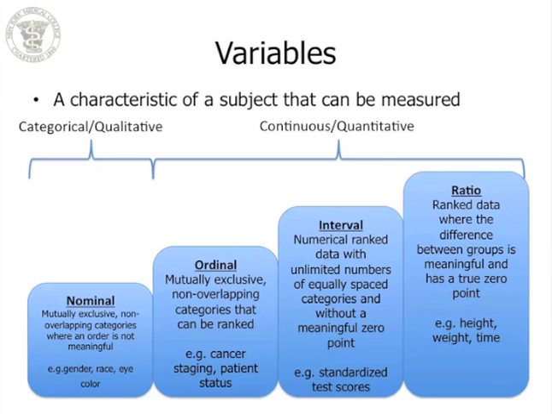The highest type of variable is that of the ratio variable. This is ranked data where the difference between groups is meaningful and has a true 0 point. And a lot of clinical variables fall into this category. Things such as height, weight, time, cholesterol levels, you name it. These are important concepts to keep in mind because different types of statistical tests will be attributed to the type of variable that is being studied. And many times in clinical papers, you'll find that the incorrect statistical test is often used simply because of lack of understanding of the nature of the variable that is being studied.